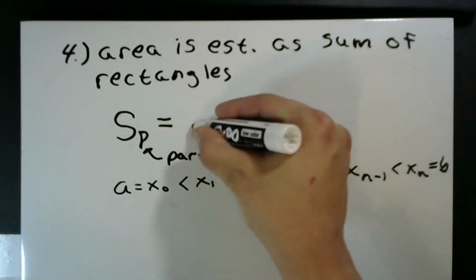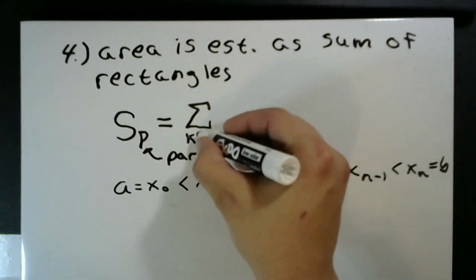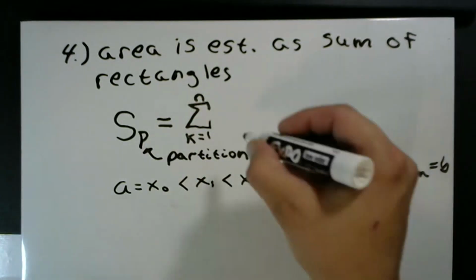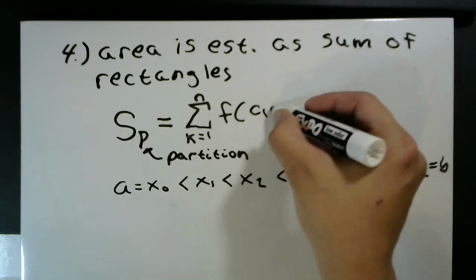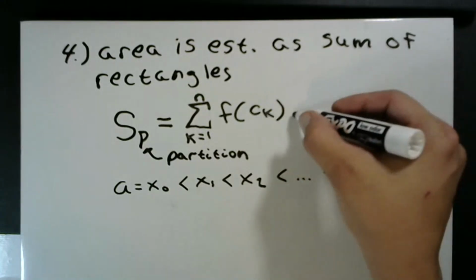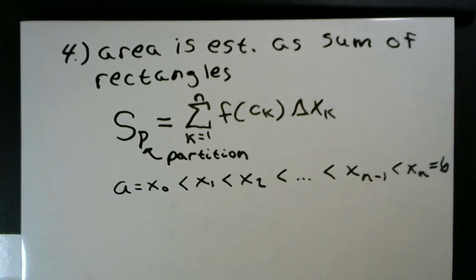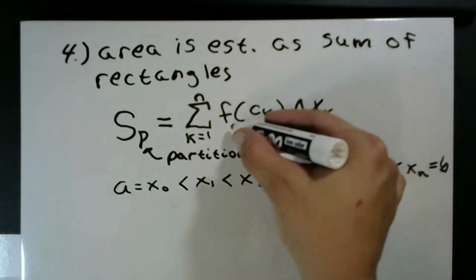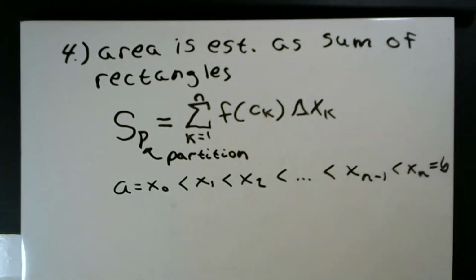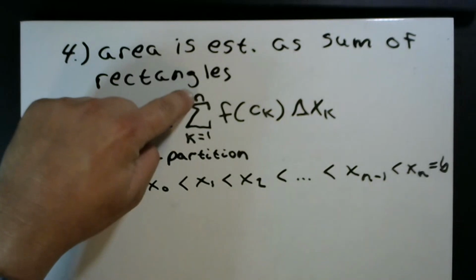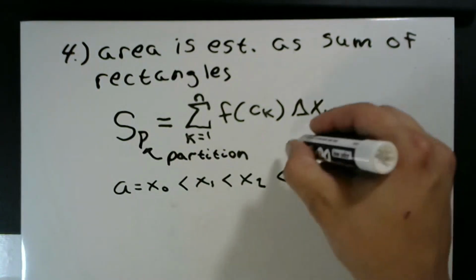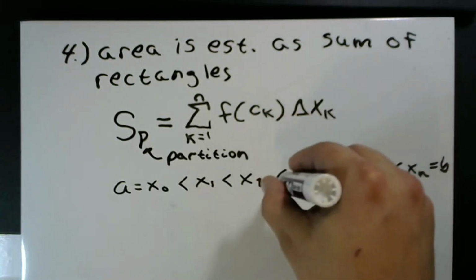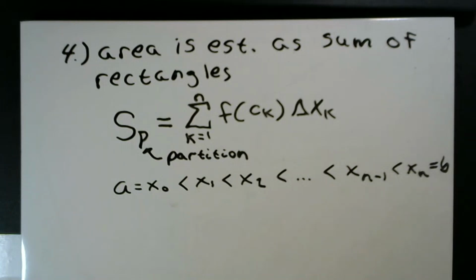So one of the grand questions is, it would seem that if we change our partition, we're going to get a different value for our sum, because it'll change the CKs that we choose, it'll change the delta XKs. But initially you're correct. Different partition, we'll get different delta XKs, different CKs, different values of the function, along with the different delta XKs. So that would change the sum. But as we increase into infinity, it actually doesn't matter which partition we use. As n goes to infinity, we're going to get the same answer for our sum.